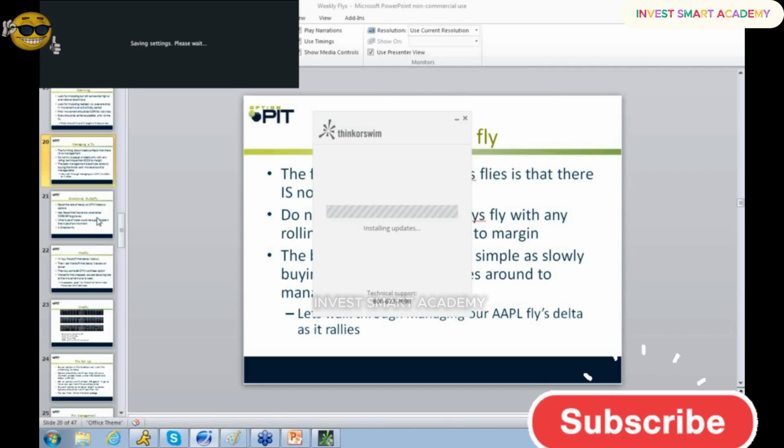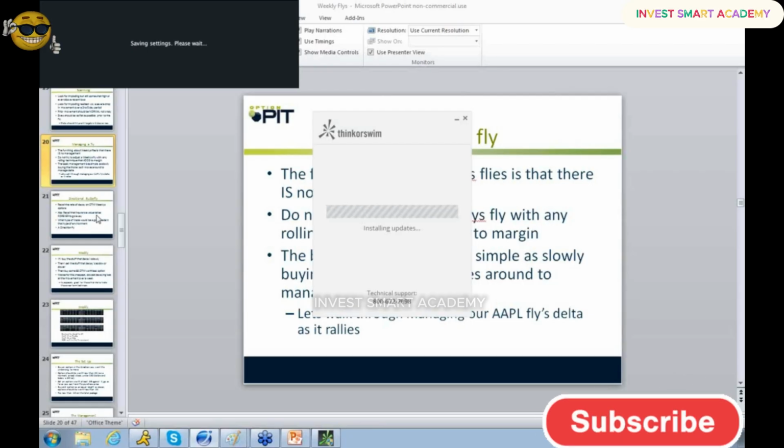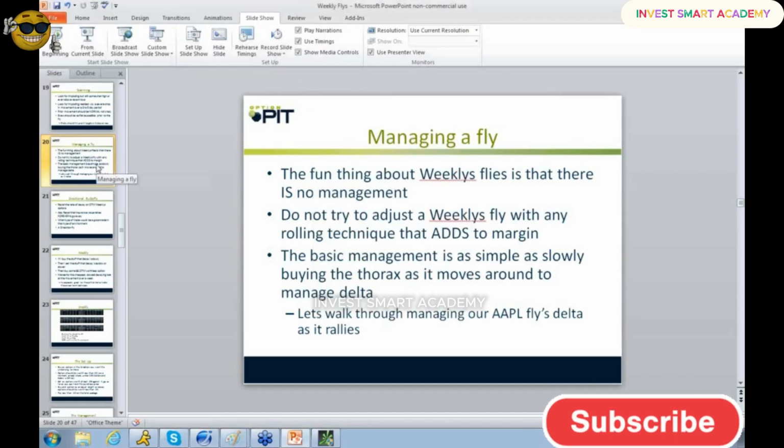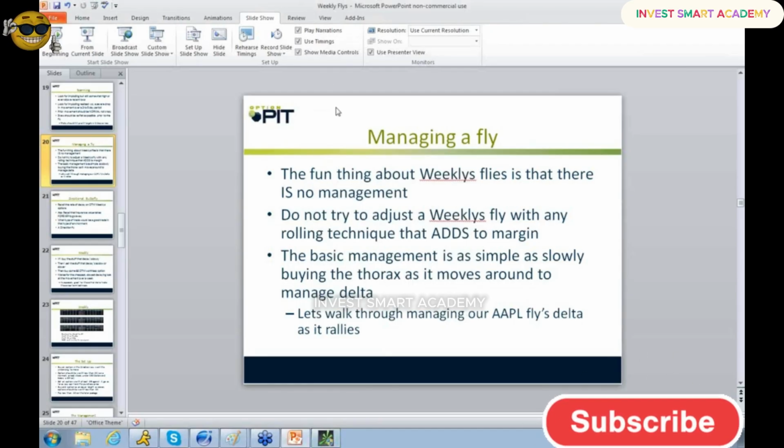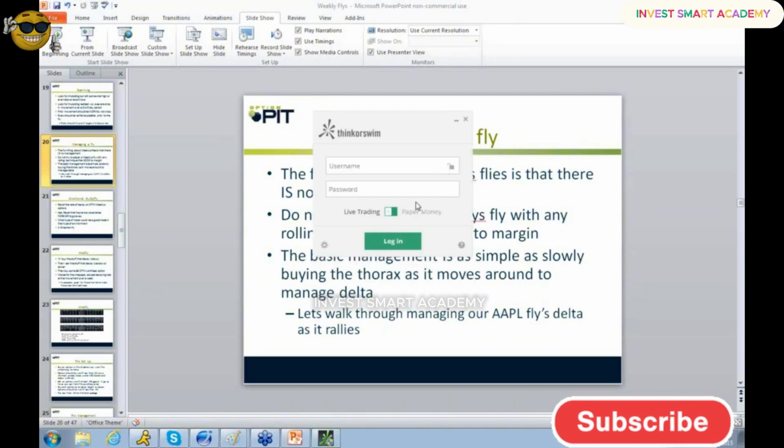All right, so next I'm going to teach you how to use these for direction. Well, the basic management tool is to buy back the at-the-money short calls and puts as the underlying moves around, and you end up getting a ratio spread out of it and taking risk off the table. And what I was going to show you is how I actually could make money on that butterfly by slowly buying back calls as Apple rallied through the day.